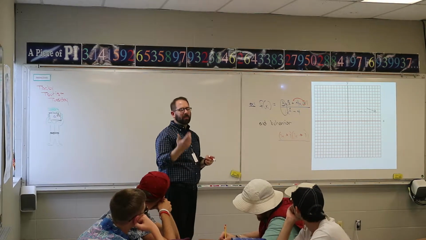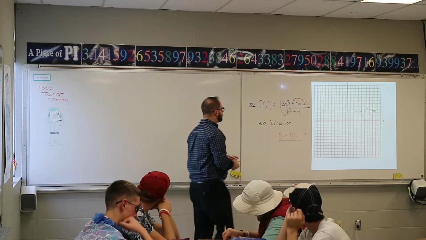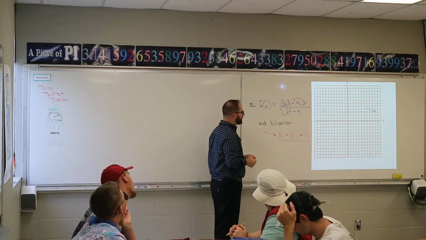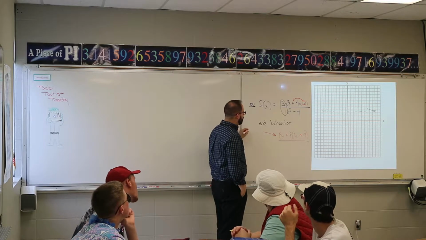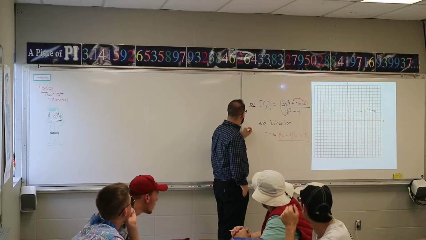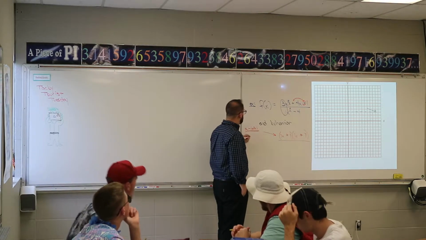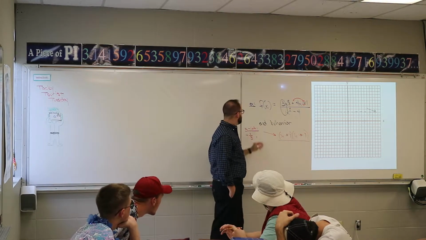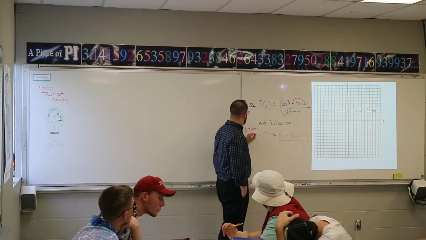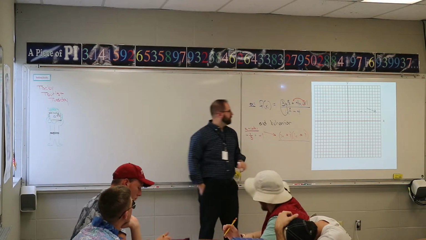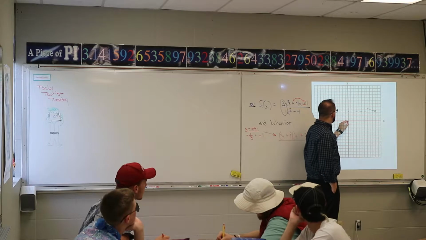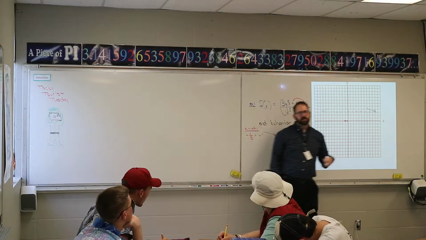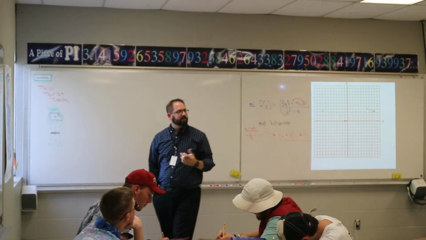This will tell me where my x-intercepts are. The x-intercepts are what makes the top 0. What makes both of these on the top 0? Negative 1/3. There's one of my x-intercepts. And what's the other one? Negative 1. Okay, so those are my two x-intercepts: negative 1/3 and negative 1. There's my x-intercepts. They're in that ballpark.